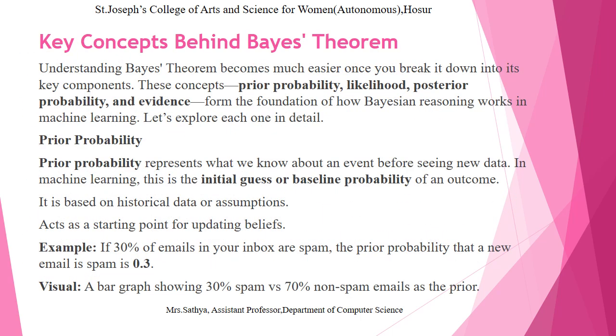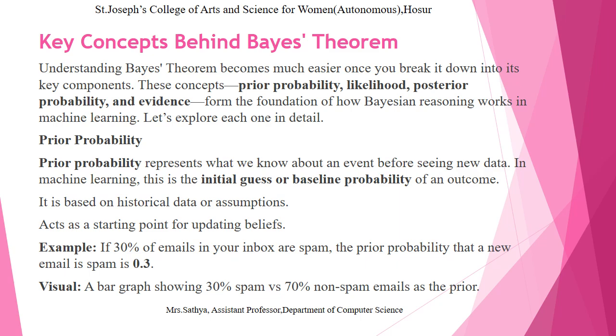So the next one is key concepts behind the Bayes theorem. The first one, prior probability. The prior probability represents what we believe before seeing new data. Prior probability means that beforehand we have to imagine the outcome. So that is called a prior probability. For example, if 30% of emails are spam, then the prior probability of spam is 0.3. It acts as our starting point.